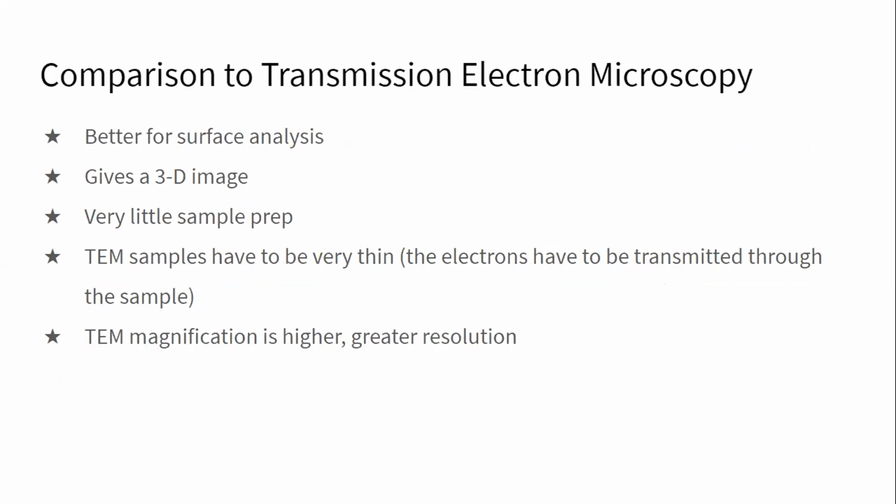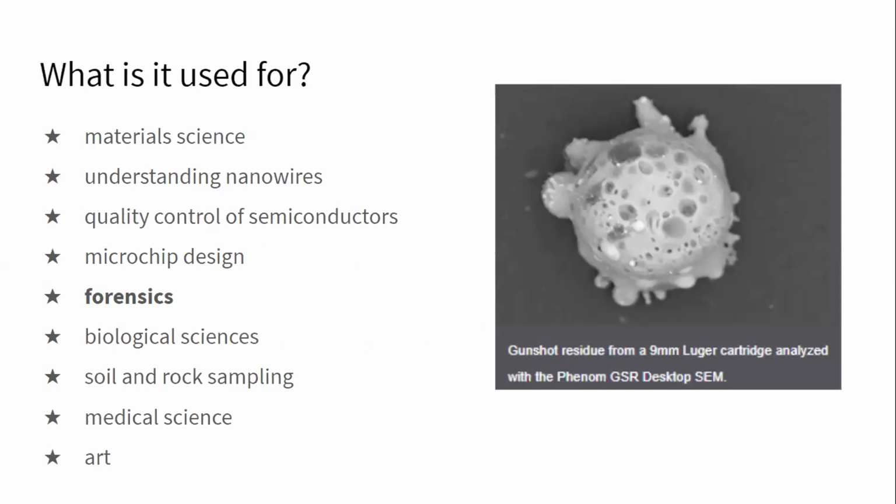And so now comparing it to transmission electron microscopy, these are really similar, but with transmission, the electrons actually go through the sample instead of just going on the top and then electrons bouncing off. So TEM samples have to be really thin because they have to actually go through the sample. But the magnification for TEM is better, has a greater resolution. But yeah, SEM is better for surface analysis, and it gives a 3D image as opposed to TEM, which gives a 2D image. And then what is it used for?